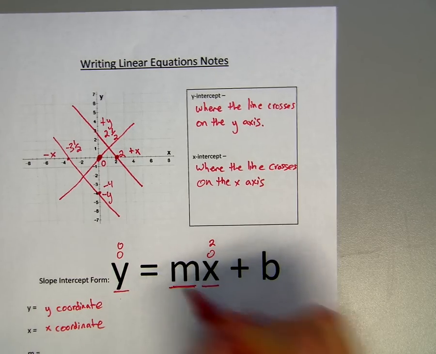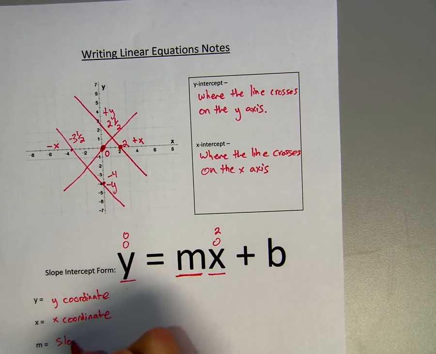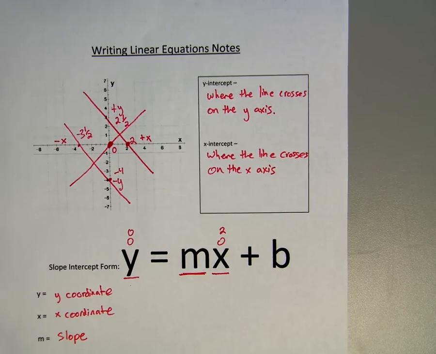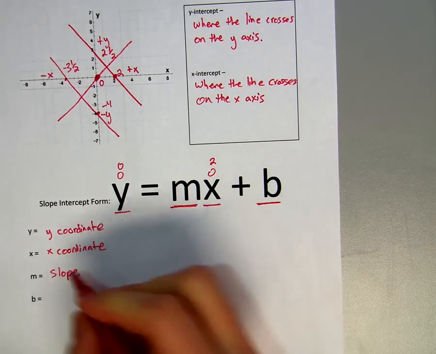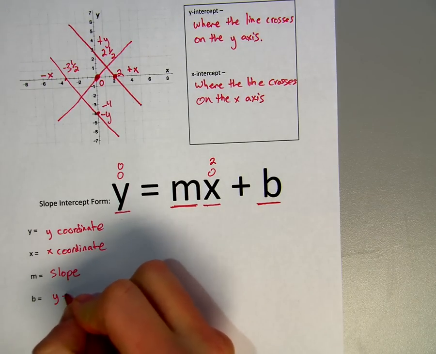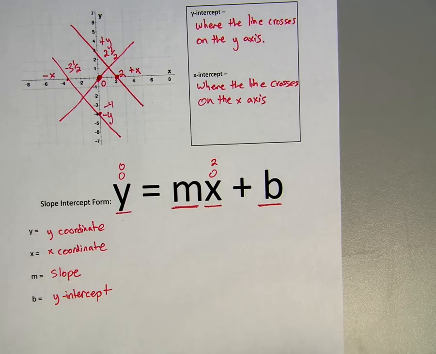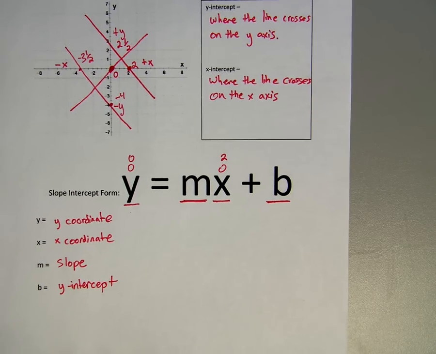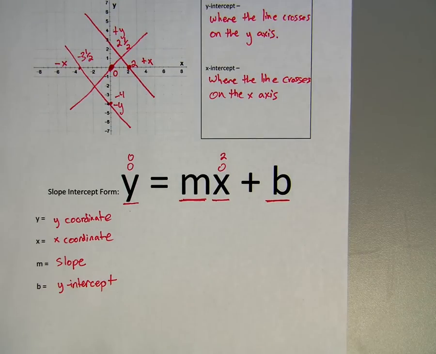My m, and I know it's weird to use the letter m in there, but m is my slope. The m is the slope of the line. And then my b is my y-intercept. So this is a very important equation, and some very important values you're going to need to remember.